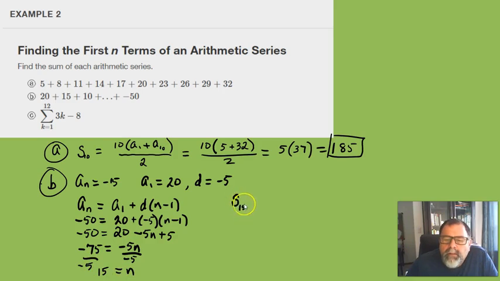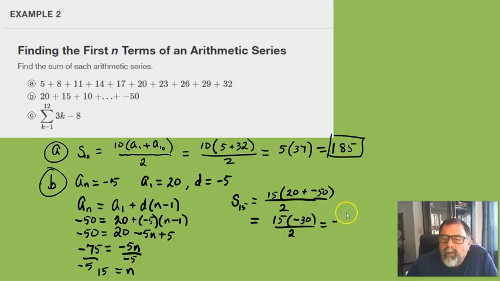So our series is going to be 15 divided by 2 times A sub 1, which is 20, plus A sub n, which is negative 50. So that's going to get us 15 times negative 30 divided by 2, which is negative 225. All right, so that's B.